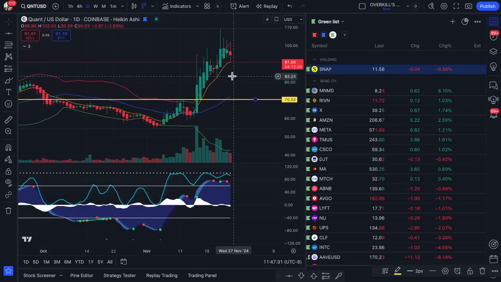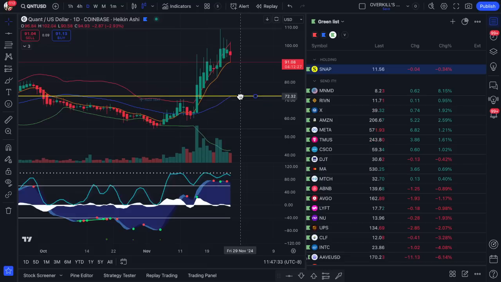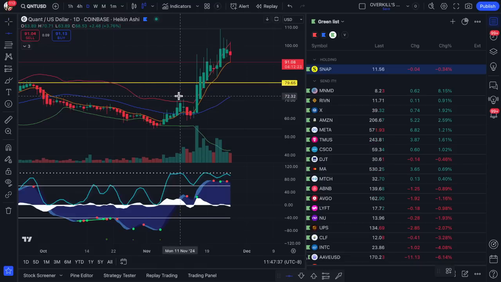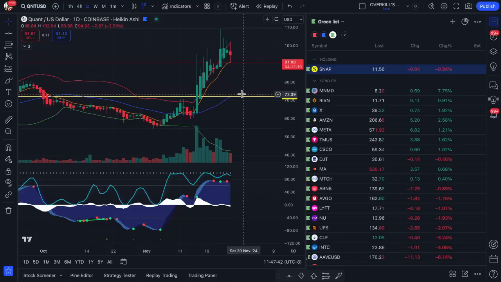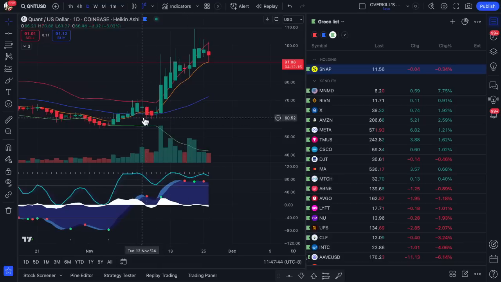So if this breaks down, which I think it's going to, look to buy it around 72 to 80, in that range right here. This is your buy box right here. Boom. 79 to 72, I think it's going to be excellent. You can see how we bounced off the 30-day EMA right there. Boom. We consolidated on it, ripped it up.